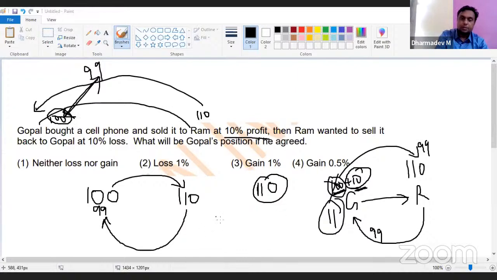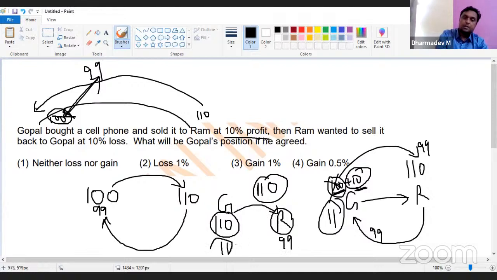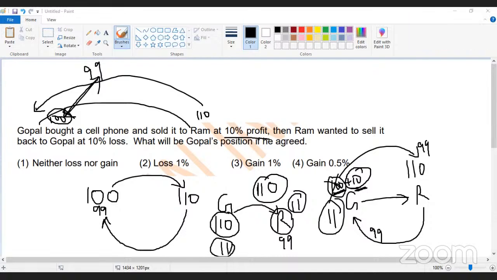In case they ask on the cost basis, now Gopal is having 110. That means 10 more, and Ram has given that 110. Now Gopal is giving him back 99. That means the remaining 11 is with him. Then Ram is under a loss, 11 with him. This is based on the cost, in case the question goes on the cost basis. I hope you're clear with that, yes or no? Kind of, okay.